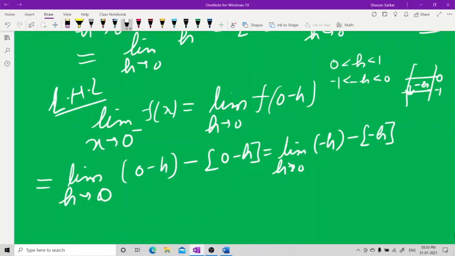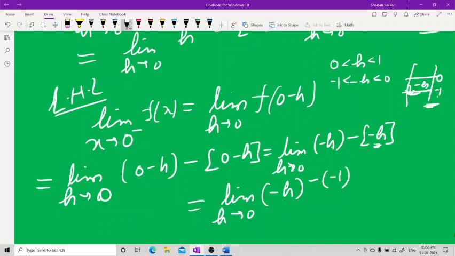देखो, h 0 और 1 के बीच में है. जब ये माइनस एच है यहाँ पे, तो माइनस से मल्टीप्लाई करते हैं तो क्या हुआ, माइनस एच 0 और माइनस 1 के बीच में आ गया. तो ग्रेटेस्ट इंटीजर माइनस एच का क्या होगा, फ्लोर फंक्शन है, तो माइनस 1 पे आएगा. यहाँ पे लिमिट पुट कर दोगे, limit h tending to 0 minus h, and ये आएगा minus of minus 1 because of this concept. तो अब लिमिट पुट कर दो तो क्या आएगा, 0 plus 1, and you are getting 1, and there you are getting 0.